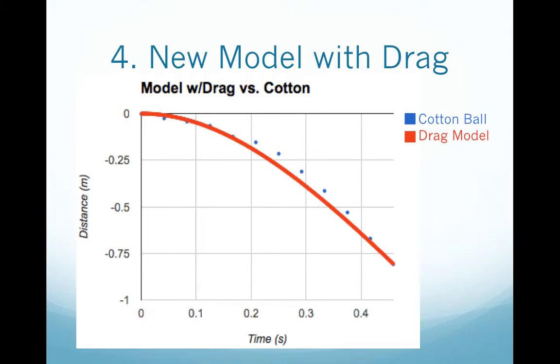As you can see, the model with drag is much closer to our observed cotton ball. It is closer at the end and at the beginning, and less so in the middle because of the way that we found b.